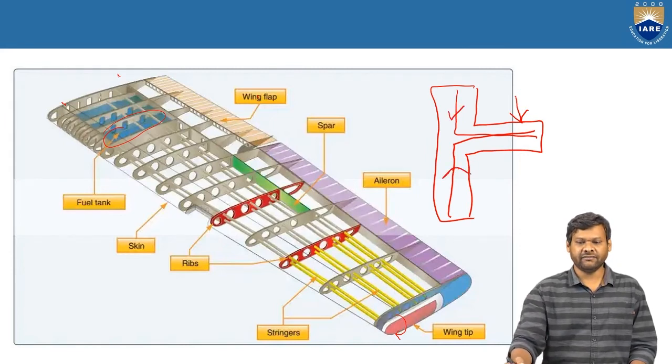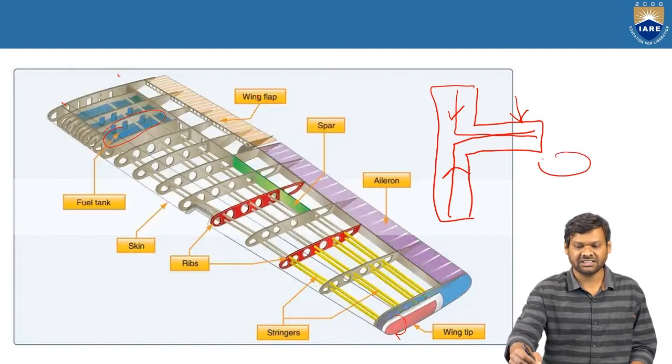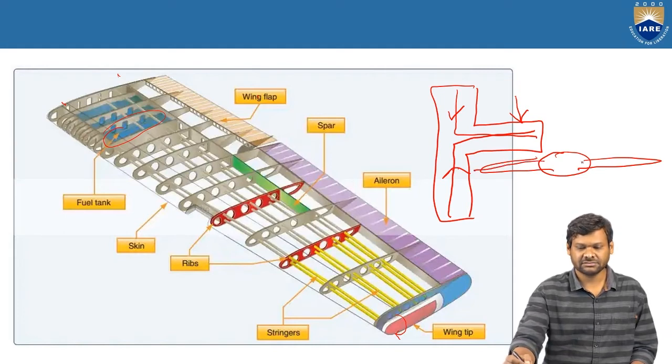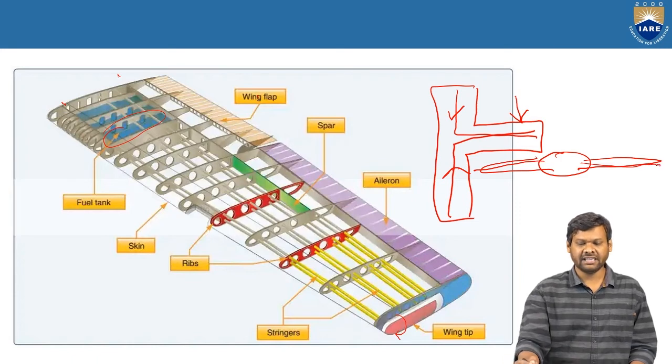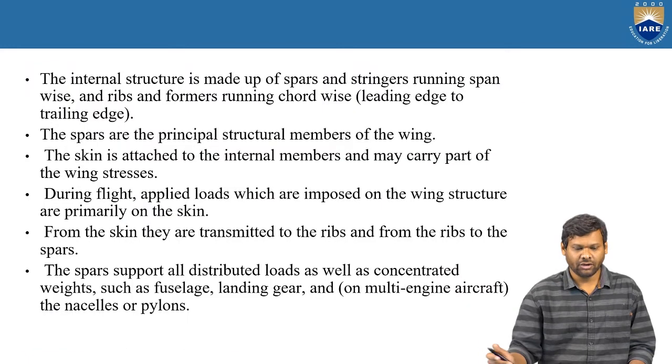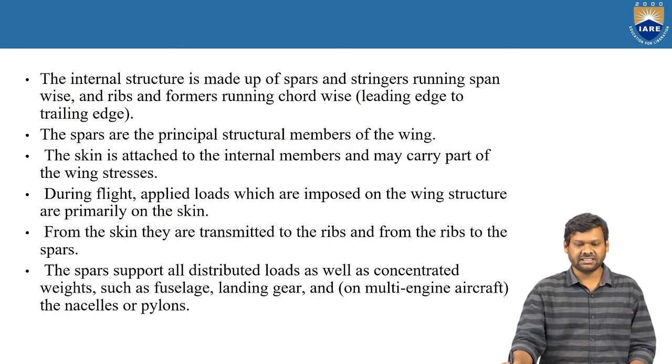And similarly, when you take an aircraft structure, these parts which run from the fuselage to the wings will carry a load to the fuselage and provide the strength. Okay, the internal structure is made of spars and stringers running spanwise and ribs and formers running chordwise, that is leading edge to the trailing edge.